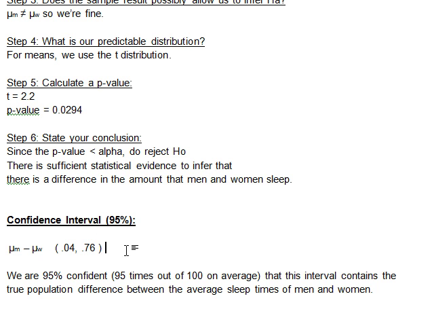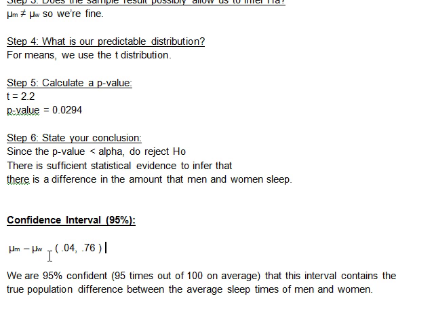So we are 95% confident, which means 95 times out of 100 on average in creating these intervals, that this interval will contain the true population difference between the men and the women mean average sleep times. So that does mean that we think, at the 95% level, that there is a difference of more than 0.04 hours. Not much, but almost up to 3/4 of an hour.